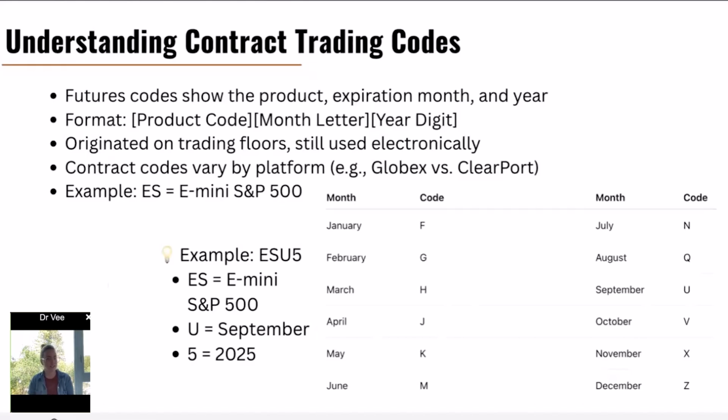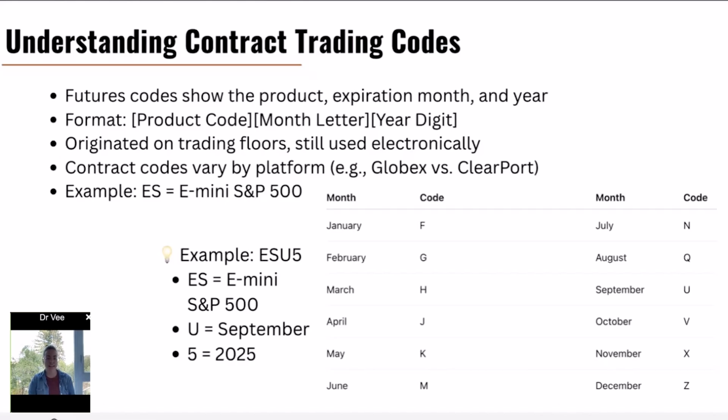I still don't know, and maybe Thor knows that, why U is for September. Okay, I still have to look into that. But they made it very compact for that reason. They had to talk with their hands all the time. So you'll want to memorize the month letters, okay? H for March, M for June, U for September, and Z for December are the most commonly traded months for stock index futures.